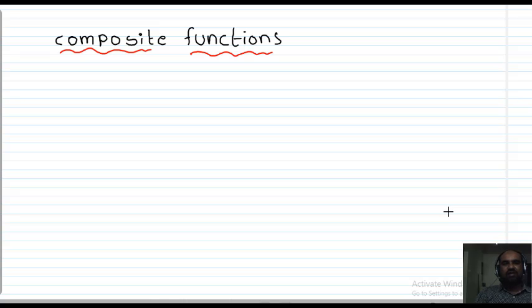Okay, student, this is the 19th part of functions. So, an important part, because today I am going to explain a new type of function called composite functions, or sometimes called chained functions.